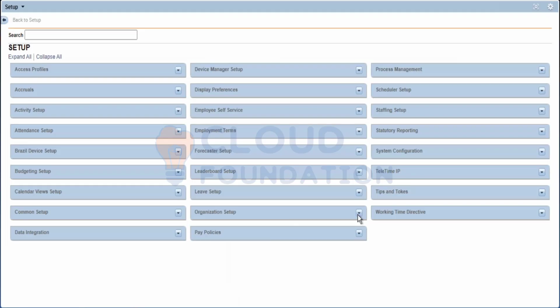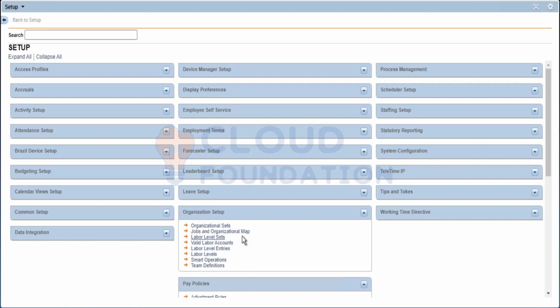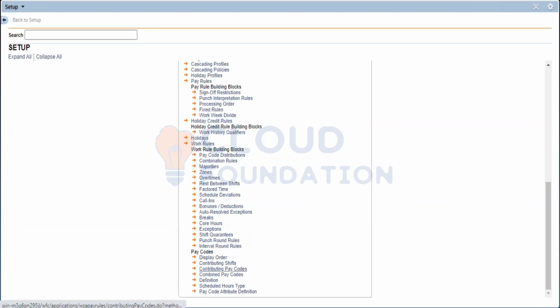Okay, so last week we saw how labor levels work, and we started with pay policies. So, like I said, this is a bottom to top approach. We saw how pay codes work and how pay codes are set up. So let us start with our work rule building blocks.